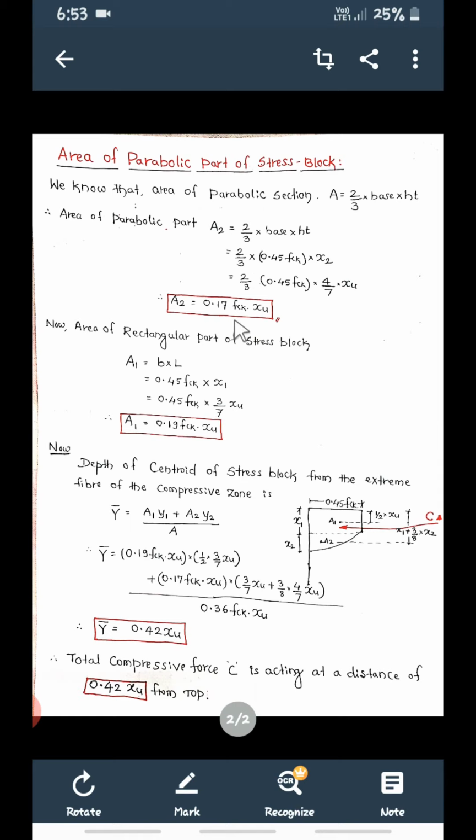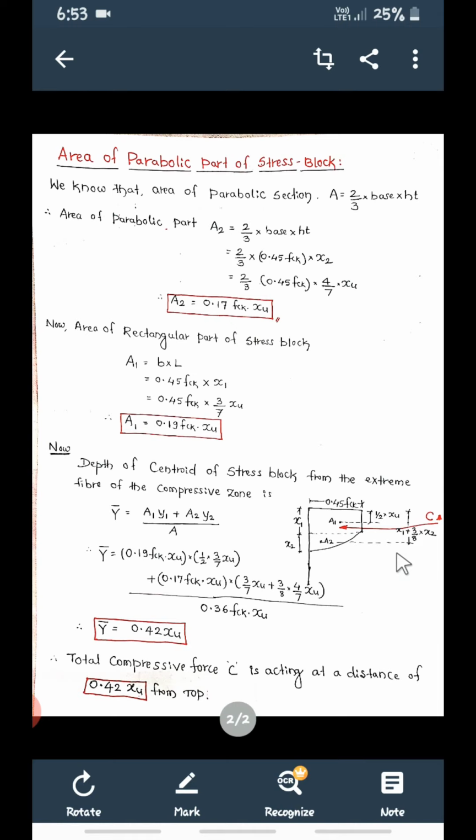If you add these two, A1 plus A2 will be the total area of this parabolic part. So the centroid can be found out: A1 Y1 plus A2 Y2 will give the total A into Y bar, total area into this Y bar. This is Y bar now, from C to the top fiber. A Y bar is equal to A1 Y1 plus A2 Y2. So if you substitute all these values, we will get Y bar equal to 0.42 xu.